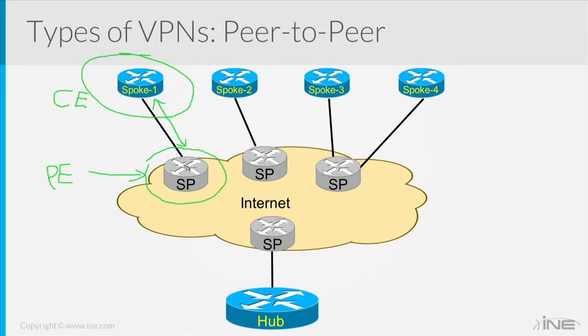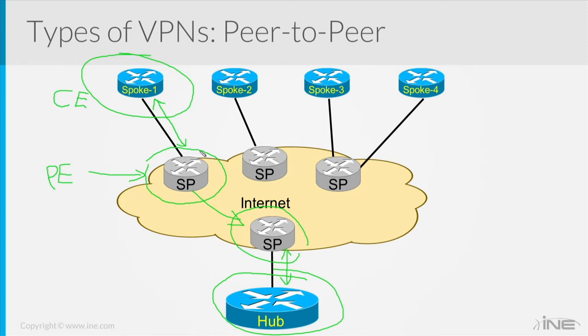And then the PE routers amongst themselves are probably running BGP or something. They send the routes here, and then this PE router has a routing relationship with the hub. So our peers are actually the service provider. The service provider is considered a layer 3 peer to our customer edge routers. Now, a couple things you need to be familiar with in a peer-to-peer VPN.